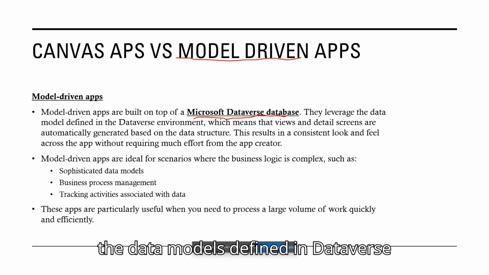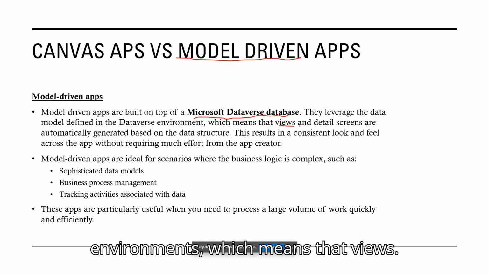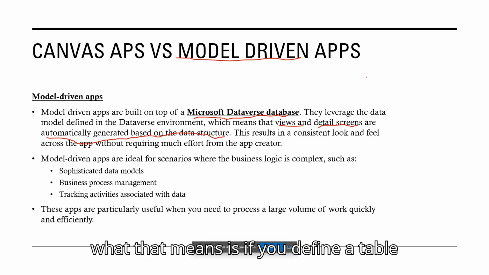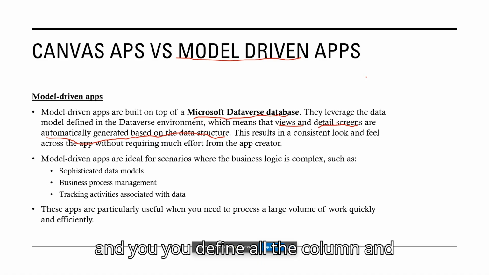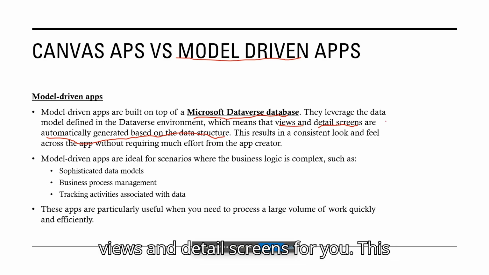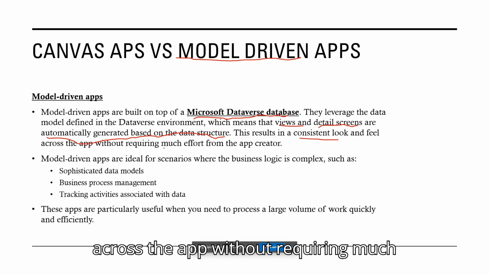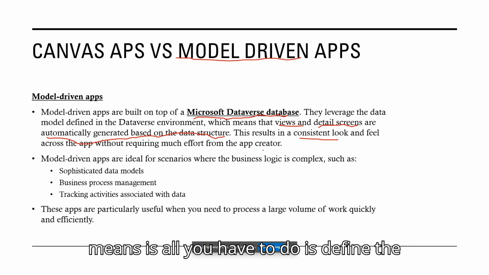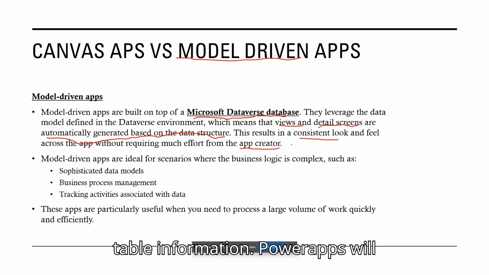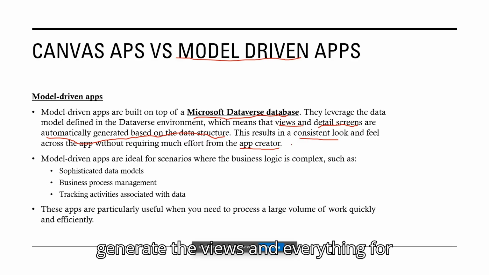They leverage the data models defined in Dataverse environments, which means that views and detailed screens are automatically generated based on the data structure. So what that means is if you define a table and you define all the columns, column types, column names, and everything, it automatically creates the views and detailed screens for you. This results in a consistent look and feel across the app without requiring much effort from the app creator. So all you have to do is define the column and the other table information. Power Apps will generate the views and everything for you.